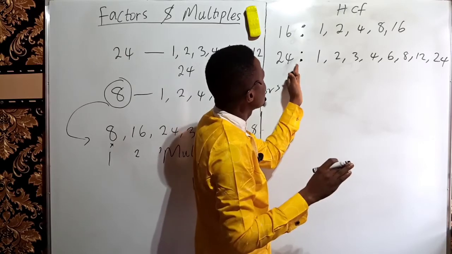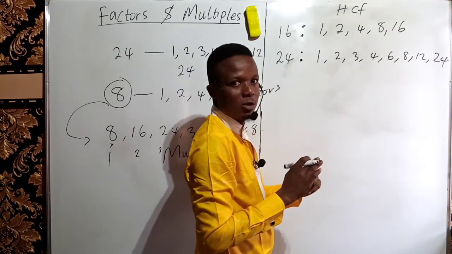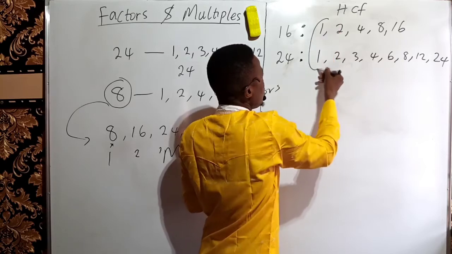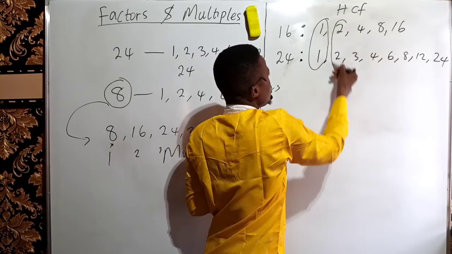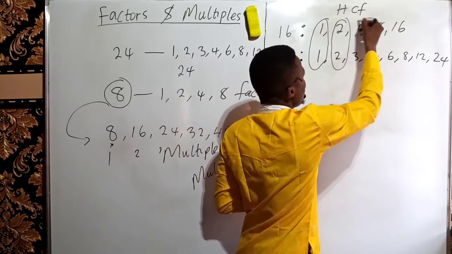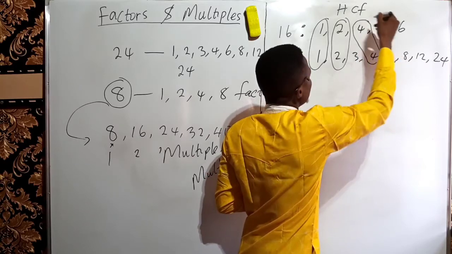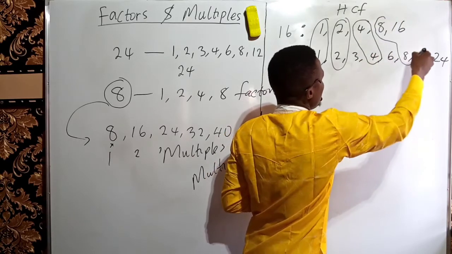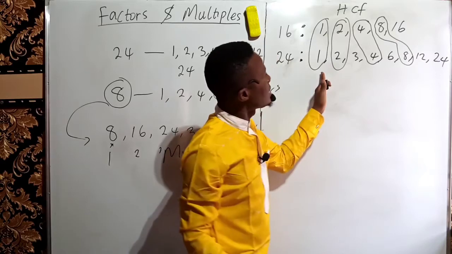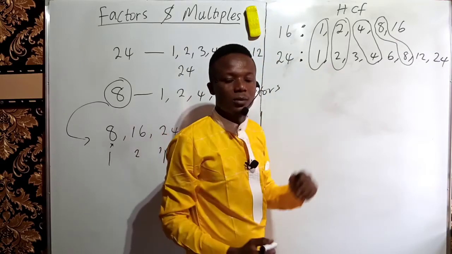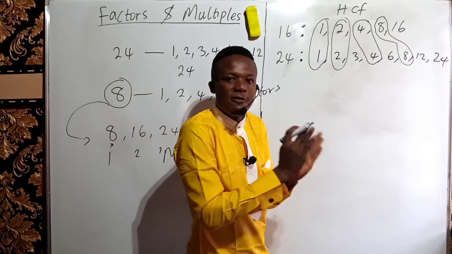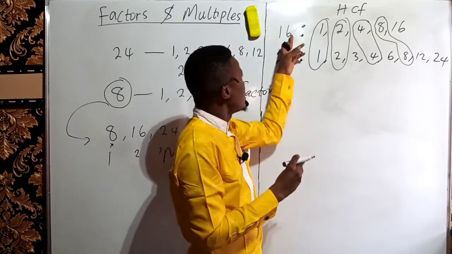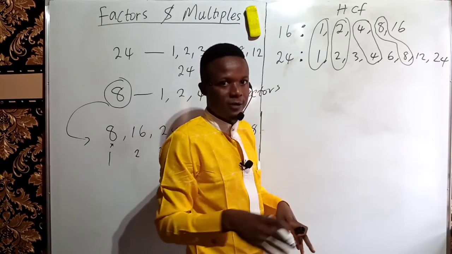But if you check between 16 and 24, there are common factors. For instance, there is 1 here, 1 is common, 2 is common, 4 is common, 8 is common. So I carefully circled the common factors. That is common factors for you. The factors that are seen in two given numbers are their common factors.